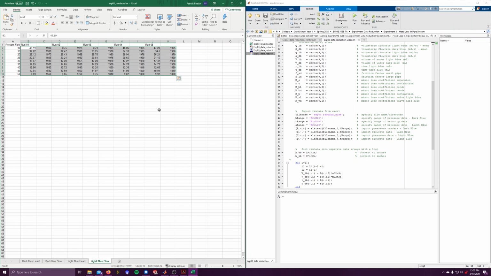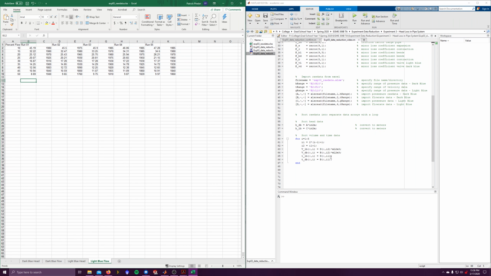So first off, the head data, we're just taking the head data that we have and converting it to meters. So I'm taking all of this data and converting it to meters, and also the same for the dark blue data here, converting that to meters. So dark blue and light blue. Next up, we're going to sort the volume and the time data.